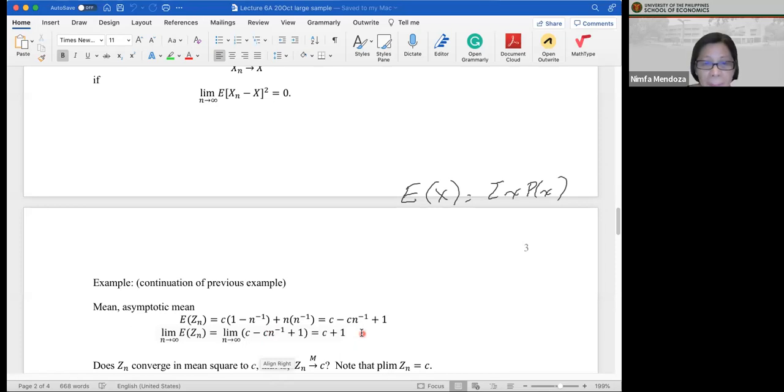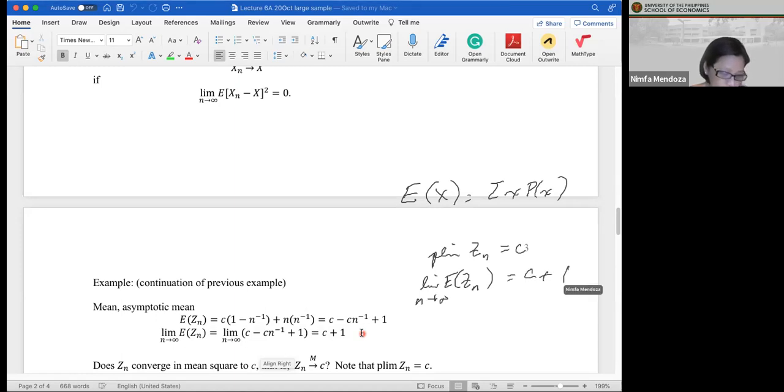So note that though the limit in probability of C sub n is equal to C, the asymptotic mean of C sub n is C plus 1. So as n approaches infinity, the mean would be C plus 1. So beyond a certain n, the mean would be C plus 1.